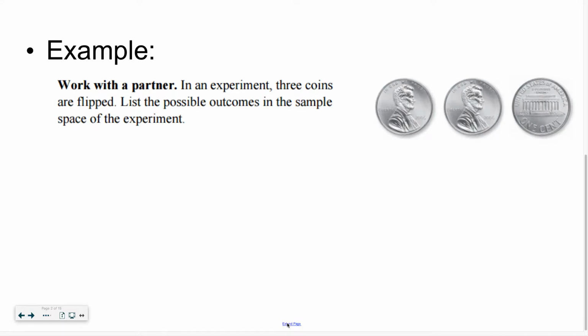You might have seen this, you might have done this before. You can write it out and you can use some abbreviations. So this is my first outcome that's possible, heads, heads, heads. You guys discuss with your group, see if you can get all the other outcomes. What else is possible when you flip 3 coins? Count up how many you have at the end. So we'll see if we got the same number of outcomes.